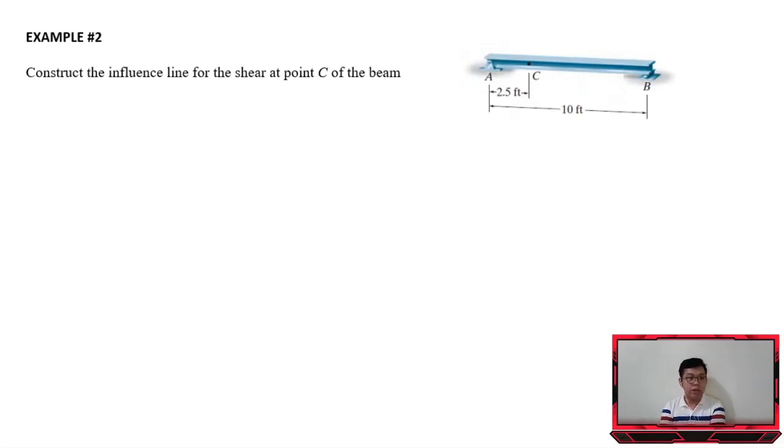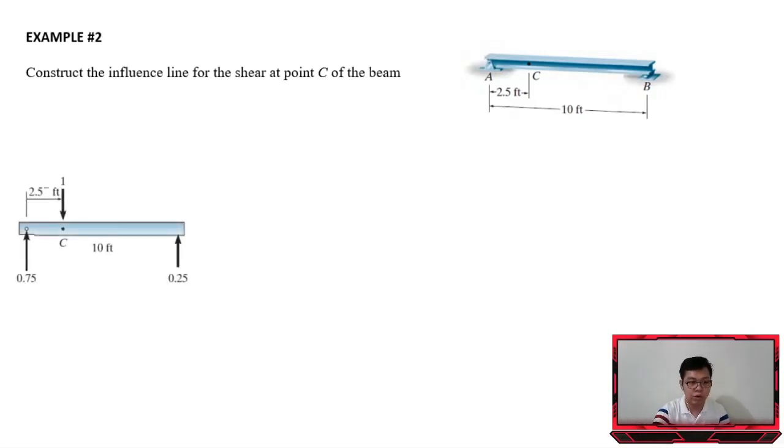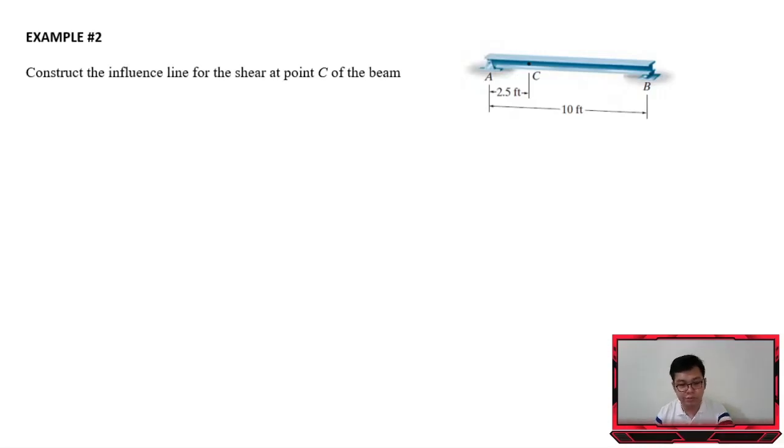Now, construct the influence line for the shear at point C of the beam. Ito yung maganda, guys, kasi ang shear at point C is actually discontinuous. You cannot actually create one function, one equation para sa shear at C. Kasi mag-iiba ang shear dyan sa C, if ang load mo is before or after sa C. Papakita ko sa inyo later, ha? Anyway, spoiler. So, check natin dito.